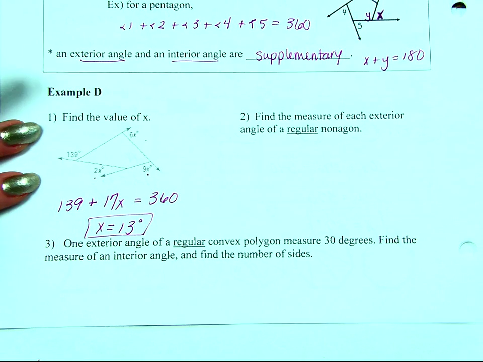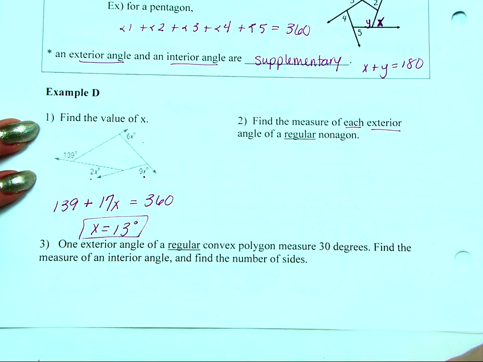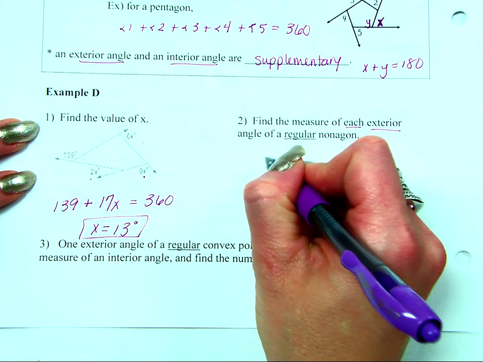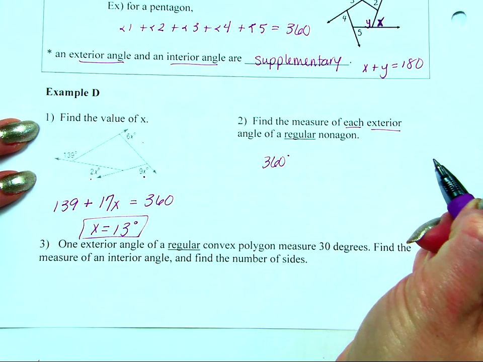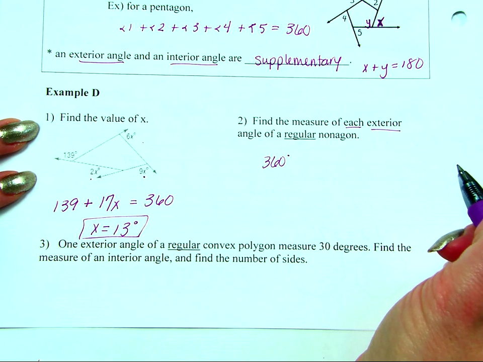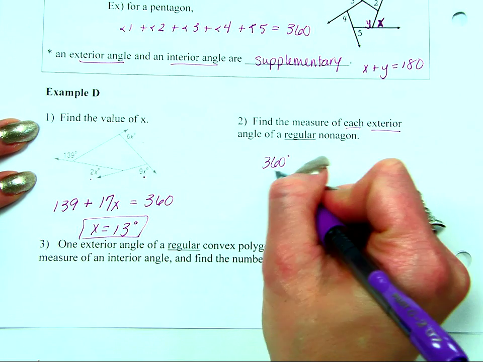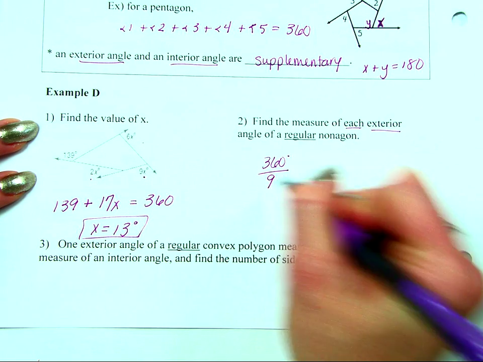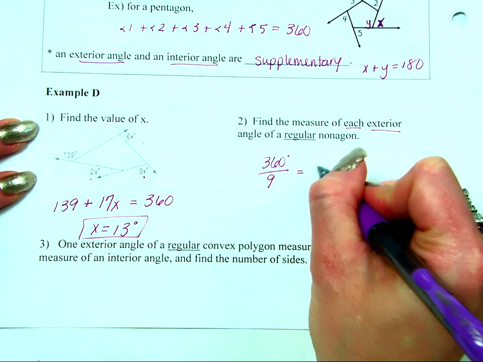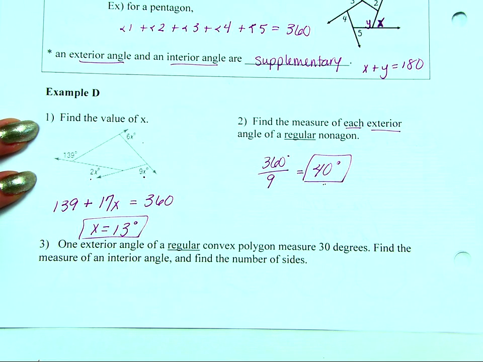Now, in number 2, find the measure of each exterior angle of a regular nonagon. Well, exterior angle, I want you to think 360. But here I want each angle, so I only want one. I don't want the sum of them. A nonagon means 9. Well, if it's 9-sided, it would have 9 exterior angles. So I would simply take 360 and I would divide by 9. Because this is a regular nonagon, all of my exterior angles would be congruent.